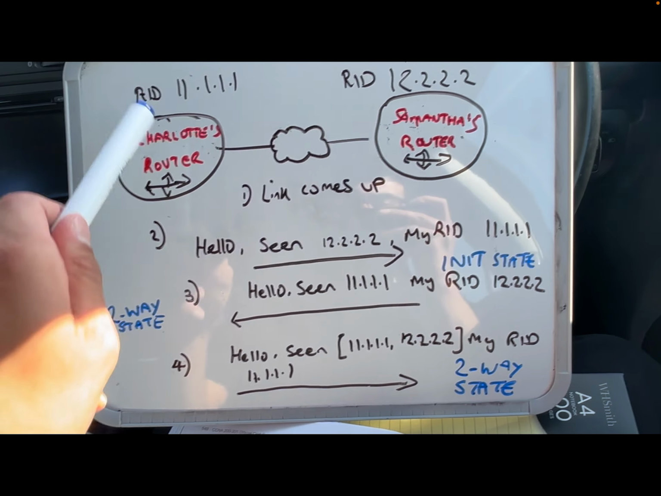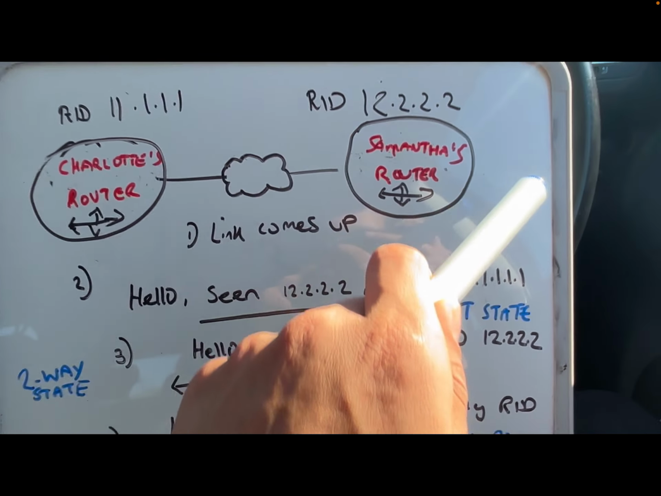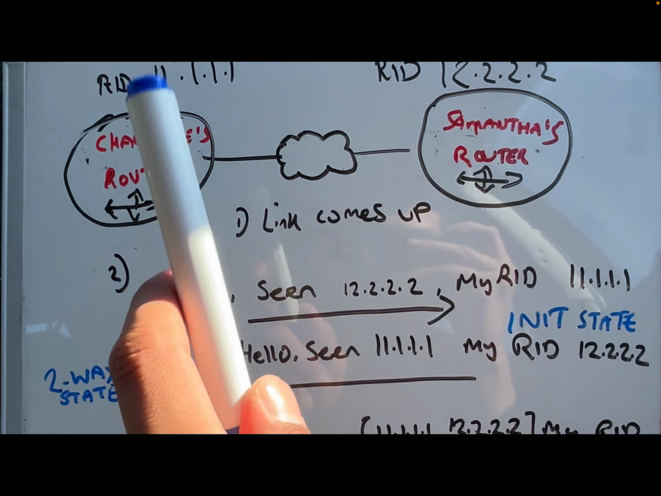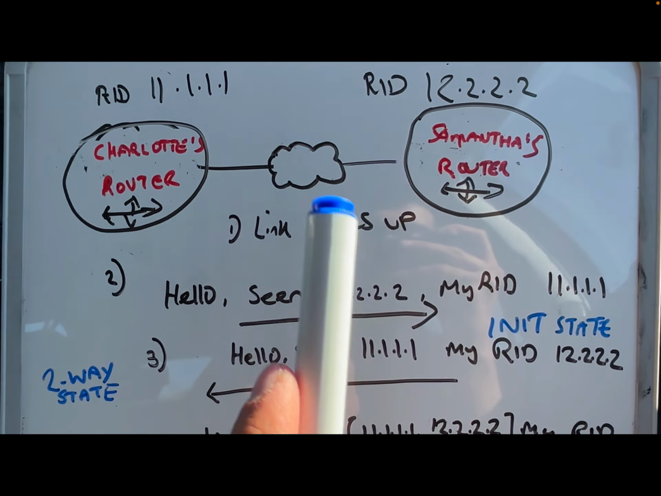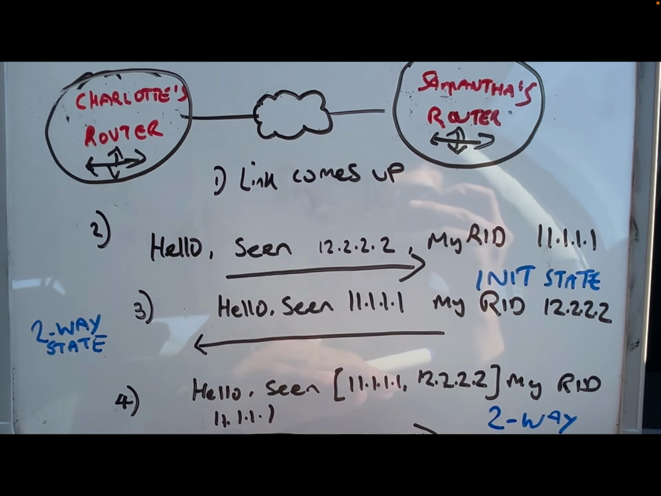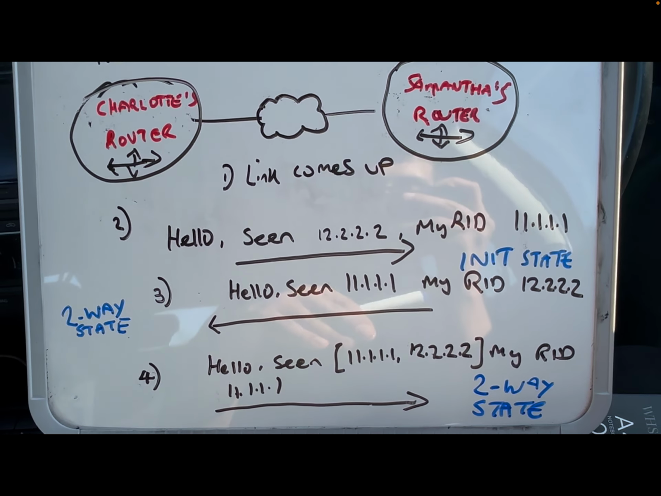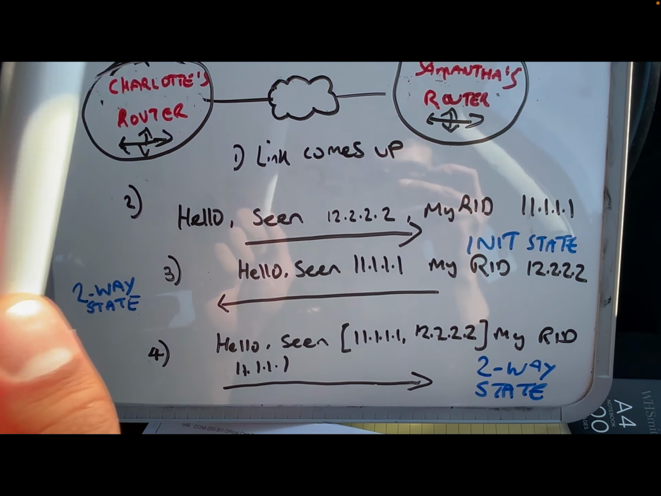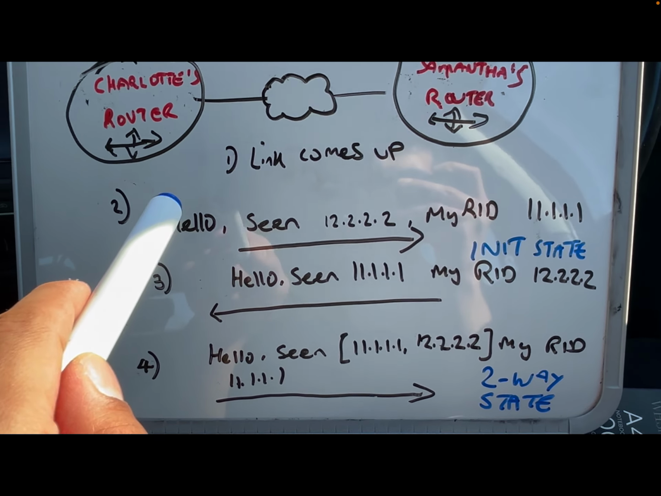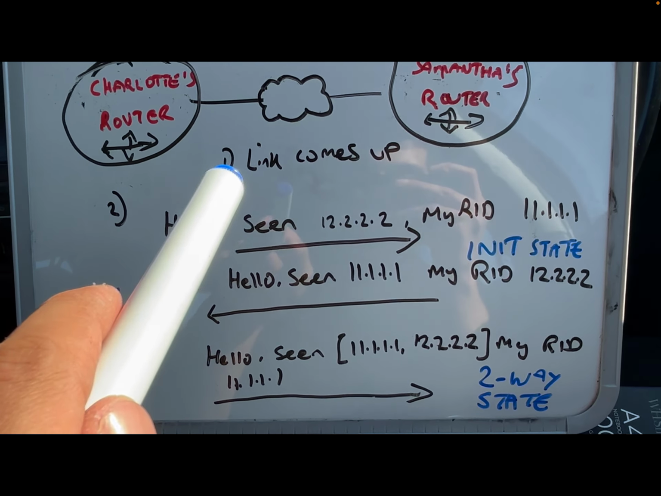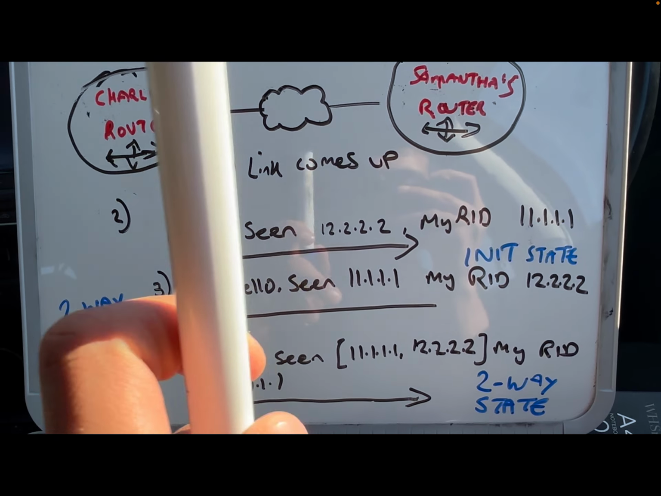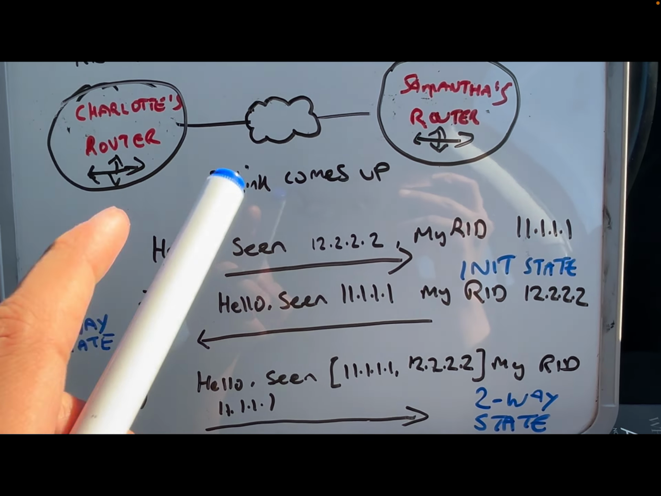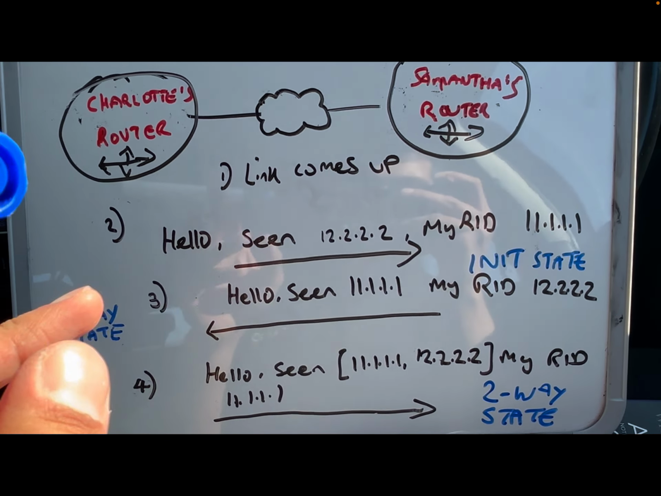So if we look at this example, we've got Charlotte's router and Samantha's router. Here we have a link between them. This link comes up and we pass through different stages in the process of becoming neighbors. Firstly, Charlotte's router sends a multicast hello message using the IP address 224.0.0.5, and that goes to all OSPF speaking routers.